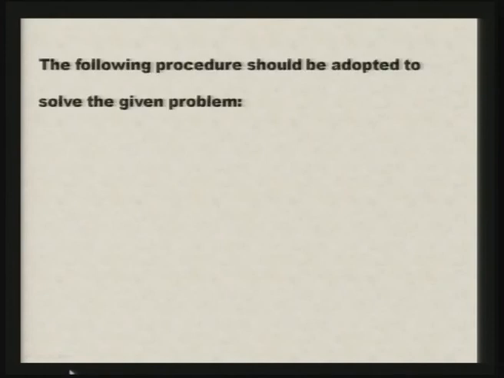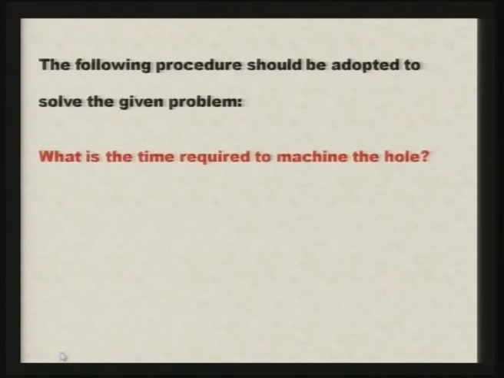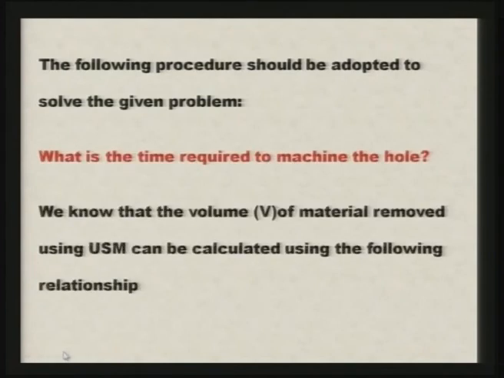The following procedure should be adopted to solve the problem. First, we should try to find out what is the time required to machine the hole. We know that the volume of material removed using ultrasonic machining can be calculated using the following relationship, that is V is equal to K1 K2 K3 under the root H raised to power 3 divided by D into 6 F.